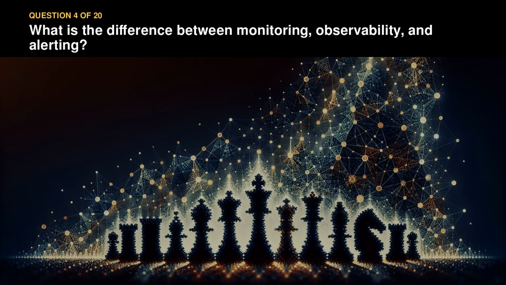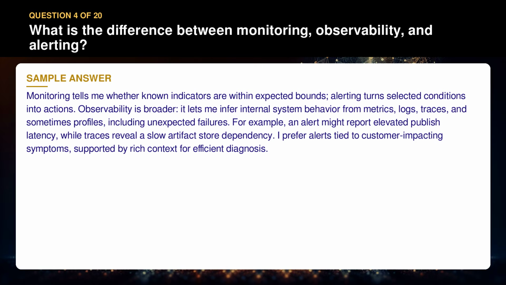Question 4. What is the difference between monitoring, observability, and alerting? Monitoring tells me whether known indicators are within expected bounds. Alerting turns selected conditions into actions. Observability is broader. It lets me infer internal system behavior from metrics, logs, traces, and sometimes profiles, including unexpected failures. For example, an alert might report elevated publish latency, while traces reveal a slow artifact store dependency. I prefer alerts tied to customer impacting symptoms, supported by rich context for efficient diagnosis.